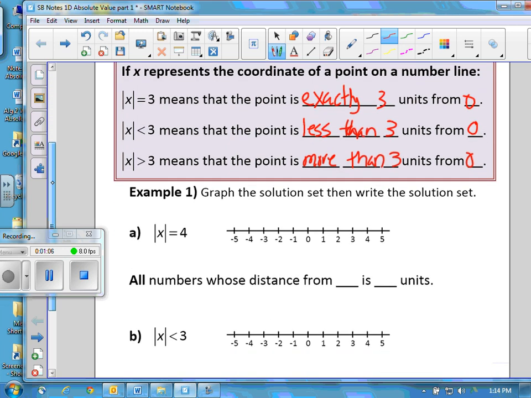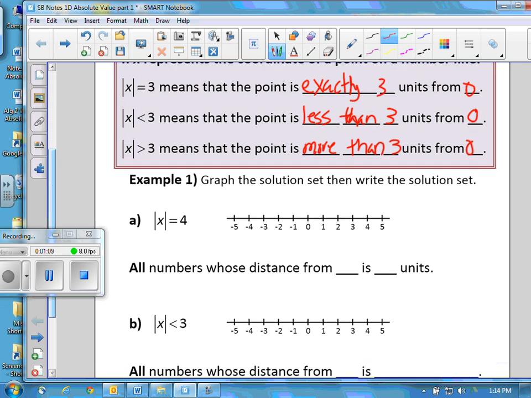So let's look at some graphs. To graph the statement absolute value of x is equal to 4, we're looking for all points that have a distance of 4 units from the origin. So all numbers whose distance from 0 is 4 units. So I can count 1, 2, 3, 4 units away and be right here. But I could also count 1, 2, 3, 4 units and be right here. So the solution to that equation would be the points negative 4 and positive 4.